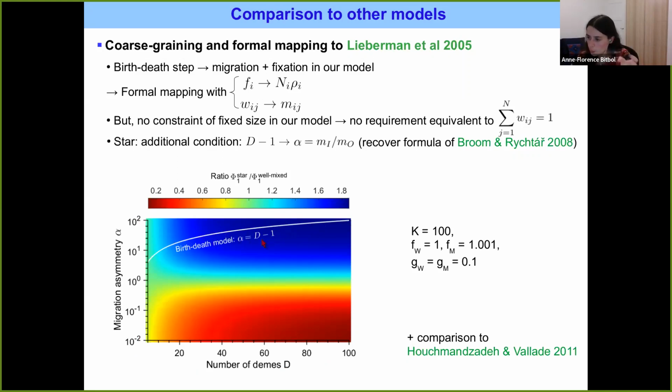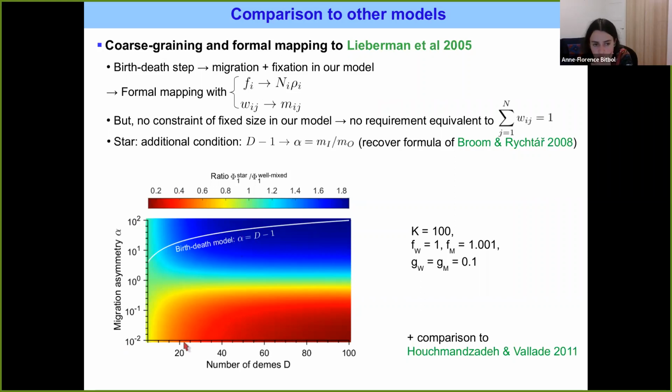Here, this plot is showing you a heat map of the ratio of fixation probability in the star versus the well-mixed case, which means that if this ratio is larger than 1, if we are in blue, we have an amplifier of selection, while if we are in red, we have a suppressor of selection. And we are showing this ratio versus migration asymmetry and number of demes, which are independent in our model, but which were constrained to be related by alpha equal to d minus 1 in the birth-death regime of the model with one individual per node.